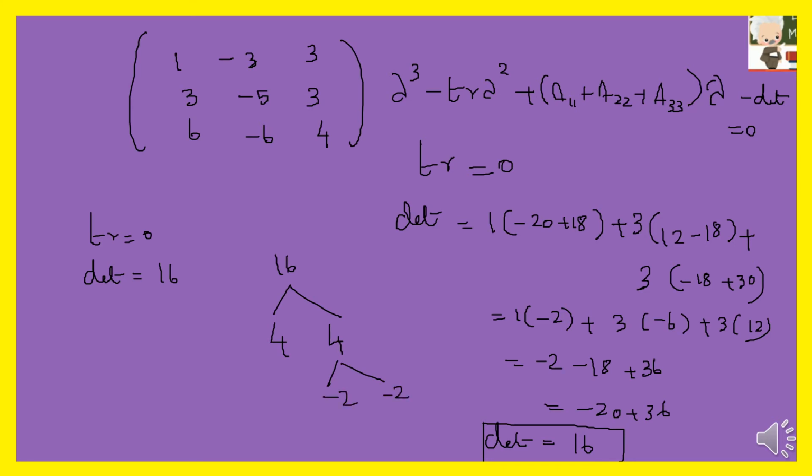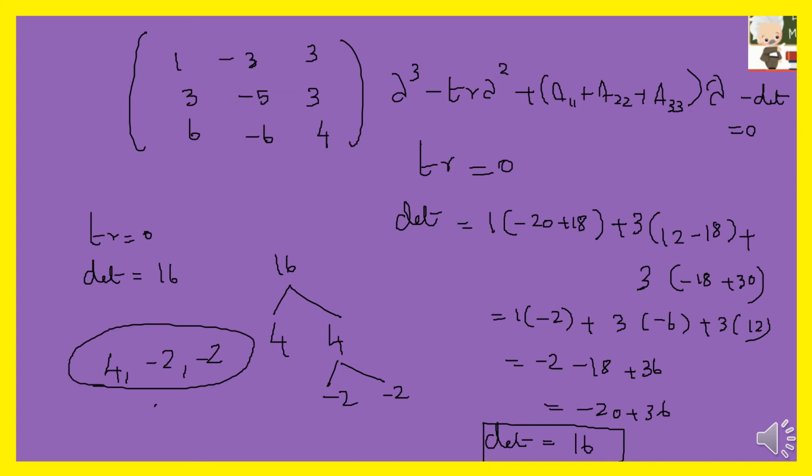Just if you remember, I said trace is the sum of your eigenvalues. So if my eigenvalues are 4, minus 2, minus 2, what is it going to be? Your trace is going to be 0. And then again, if you find your determinant, which should be 16: 4 into minus 2 is minus 8, minus 8 into minus 2 is 16. So these are going to be your eigenvalues. Hope you got my point.